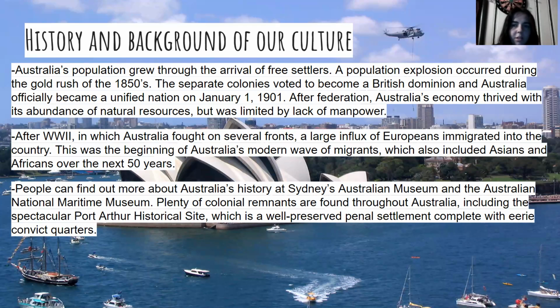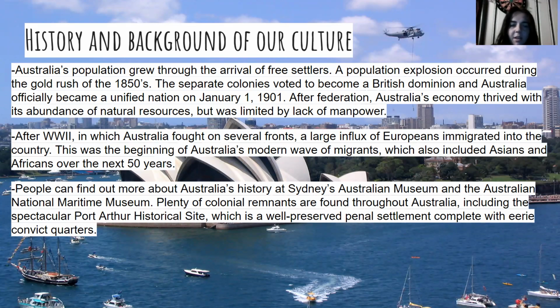Australia's population grew throughout the arrival of free settlers. A population explosion occurred during the gold rush of the 1850s. The separate colonies voted to become a British Dominion, and Australia officially became a unified nation on January 1st, 1901. After Federation, Australia's economy thrived with its abundance of natural resources, but was limited by lack of manpower. After World War II, in which Australia fought on several fronts, a large influx of Europeans immigrated into the country.